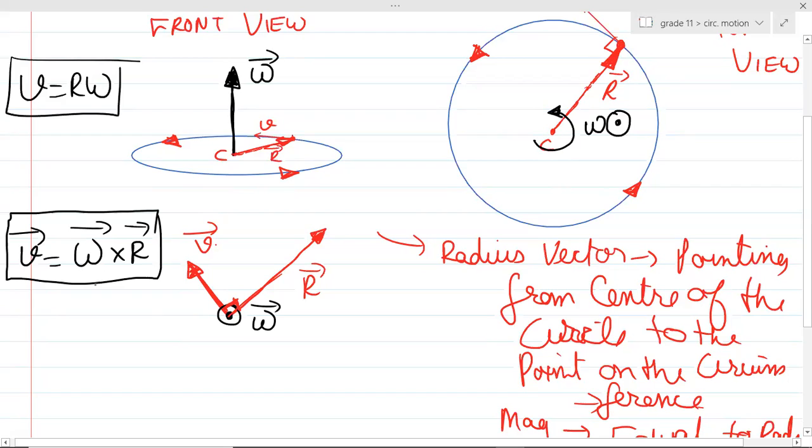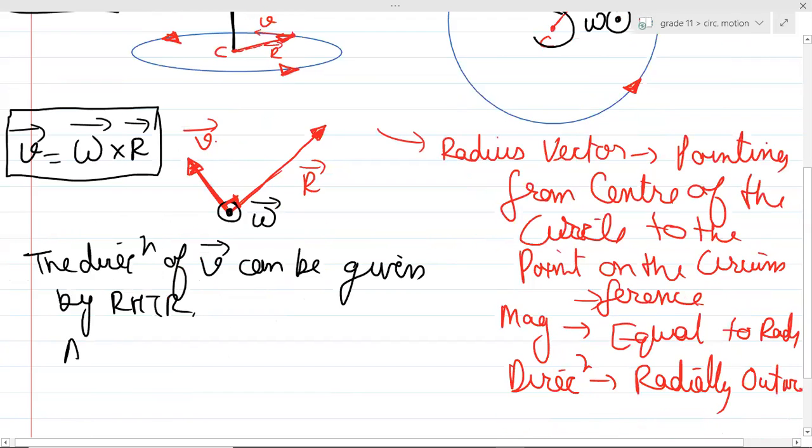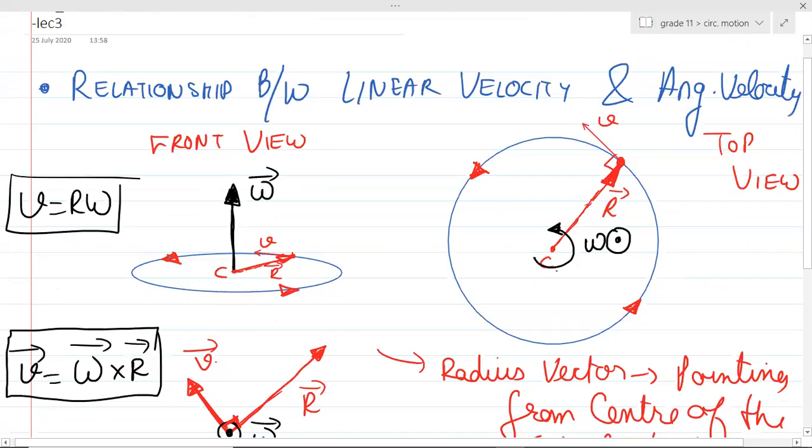So basically, what do you do in your cross product? Here, the direction of the v vector can be given by the right hand thumb rule. How will you apply that right hand thumb rule? First, all fingertips should be pointing in the direction of omega. Every fingertip should be pointing perpendicular to the plane, so all the fingers are coming towards you from the screen.